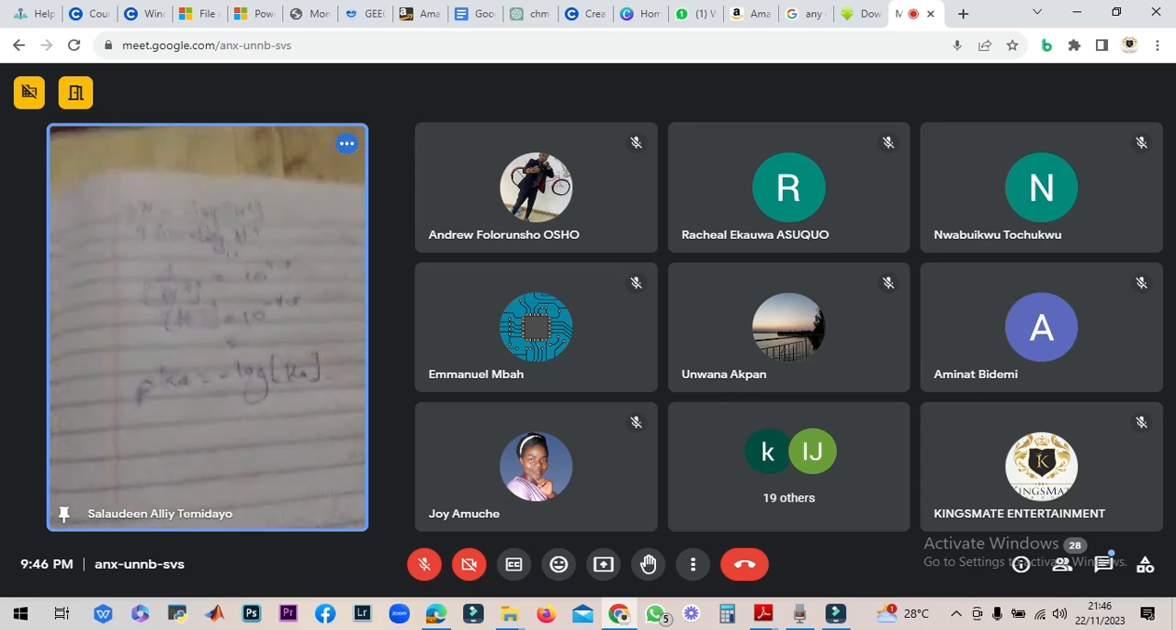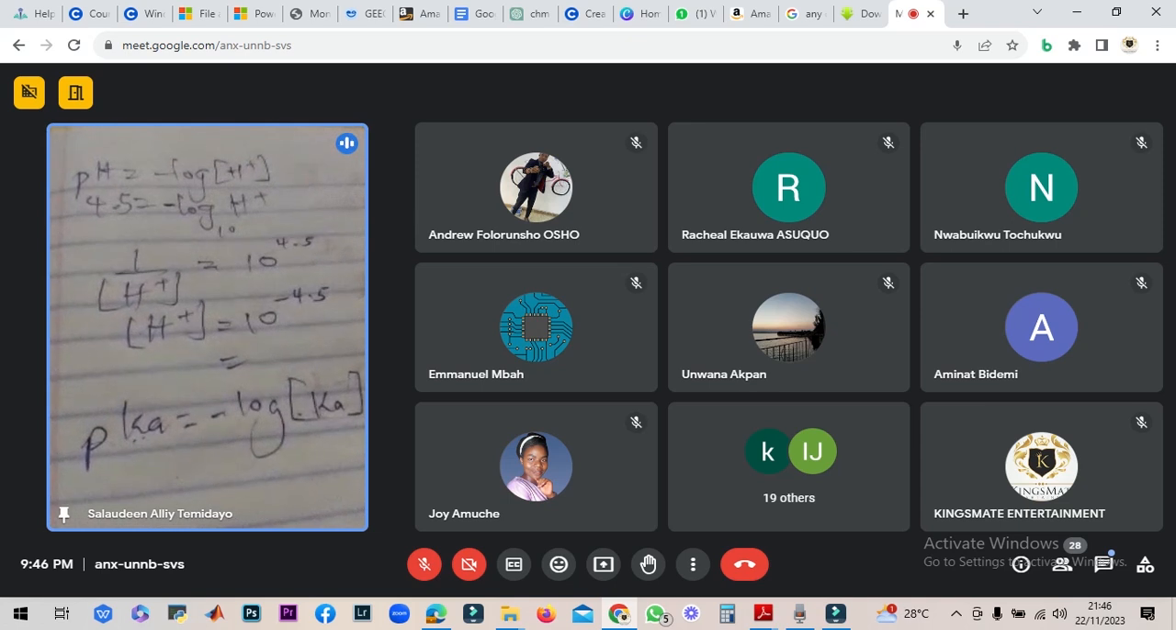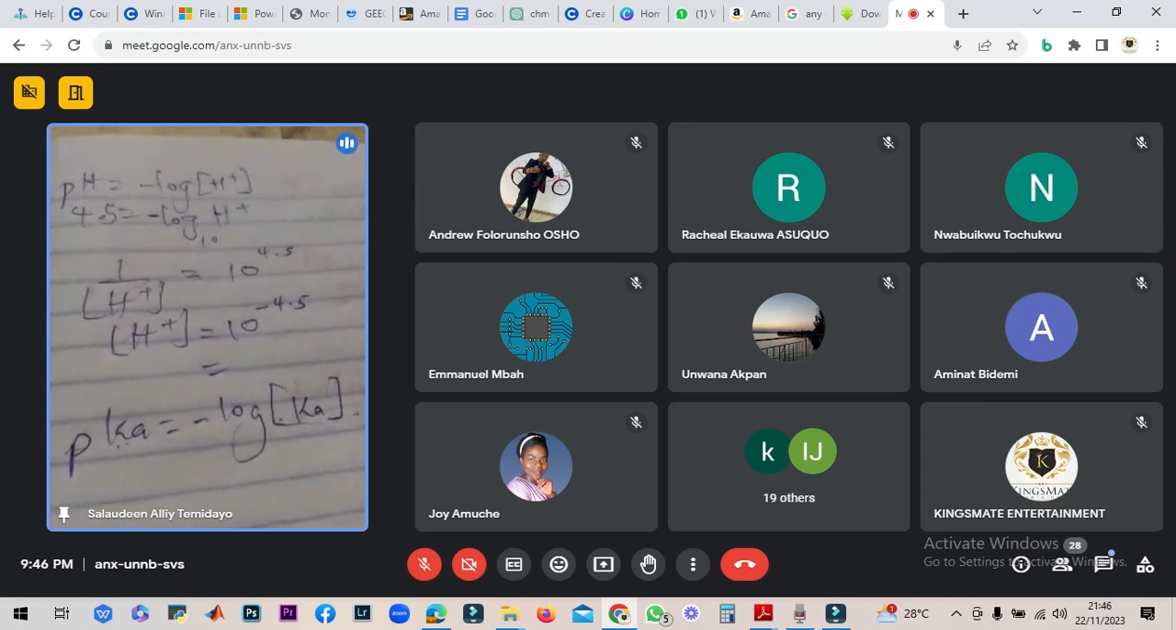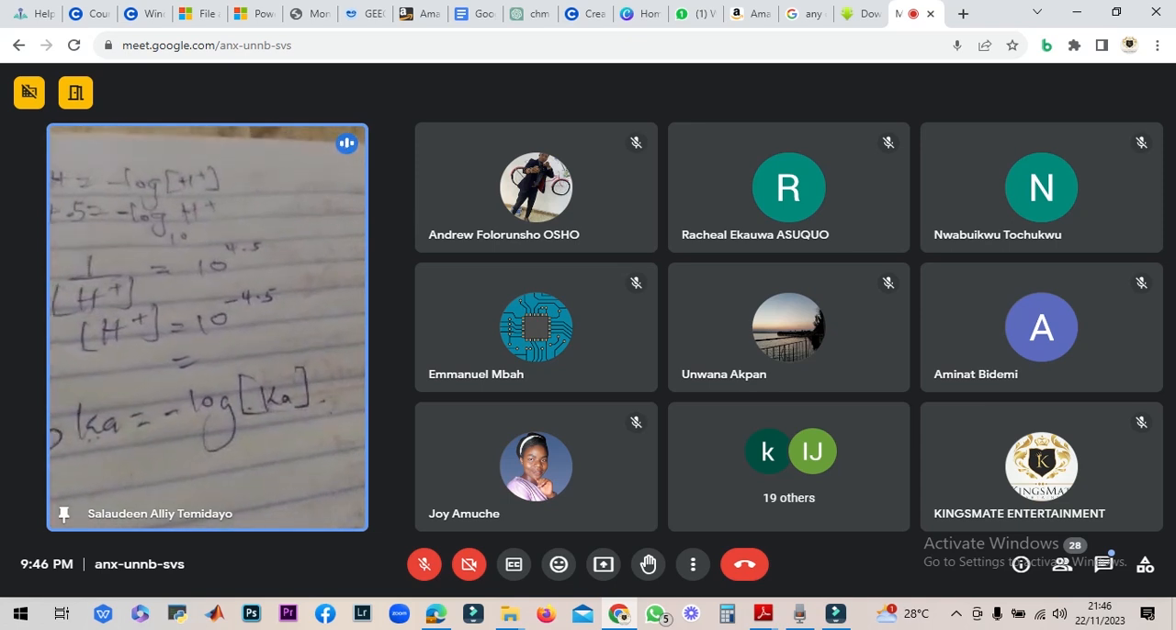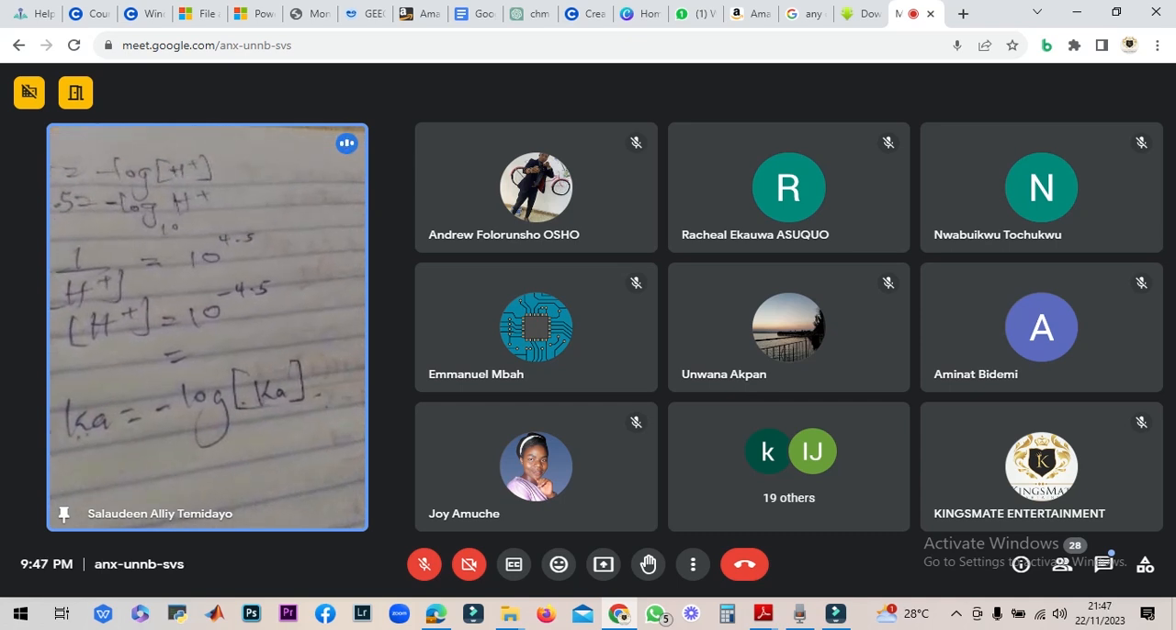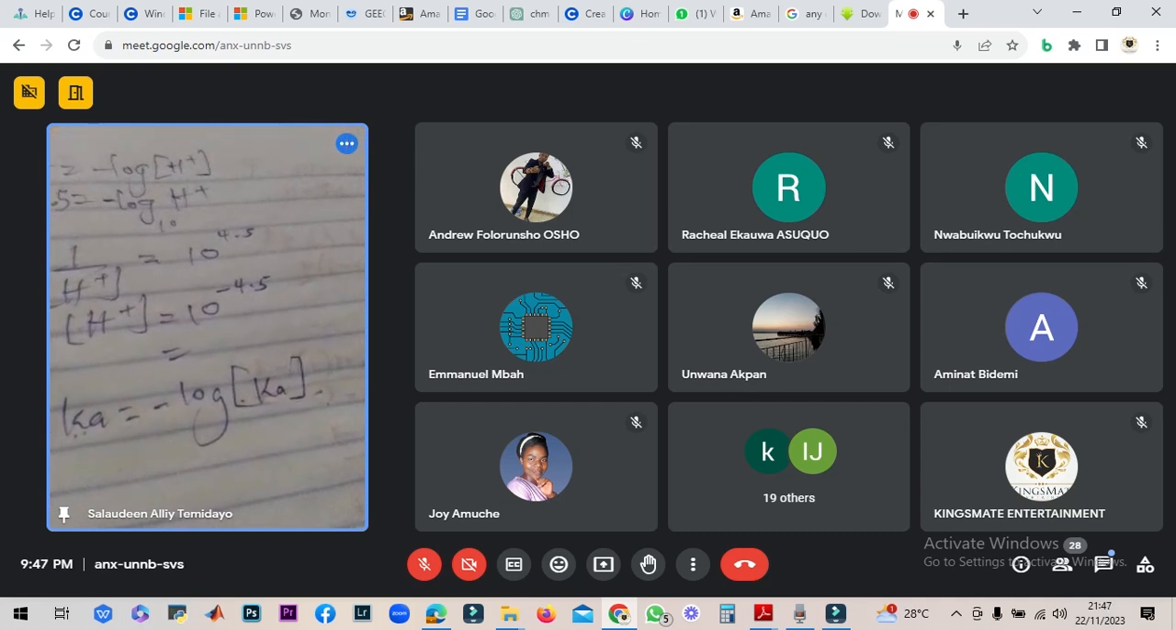So I'm expecting Ms. Amina to get something. I haven't done my last calculation. I have 10 raised to power minus 4.5. So anything I get here is my answer. It'll be my hydrogen ion concentration.